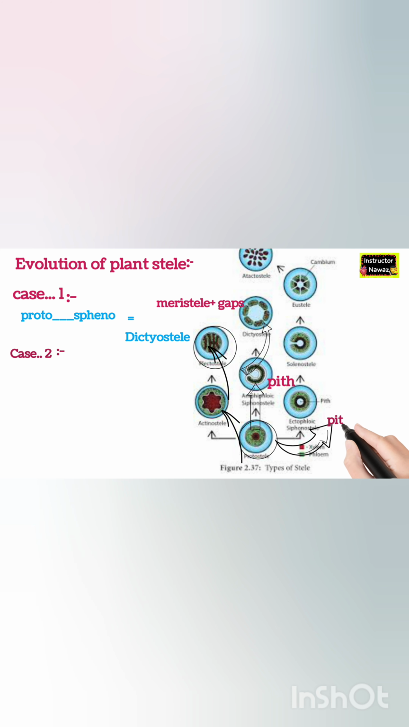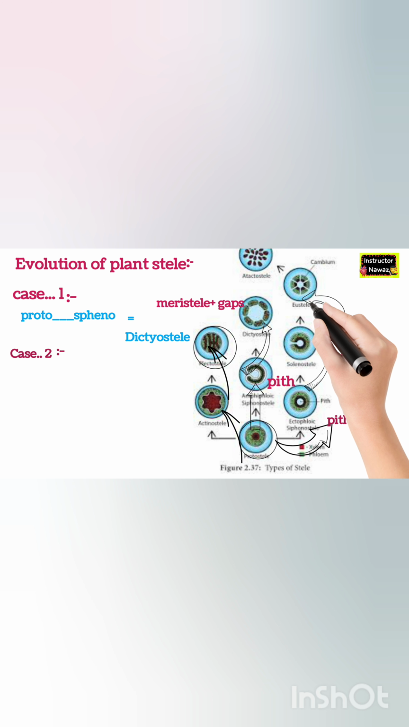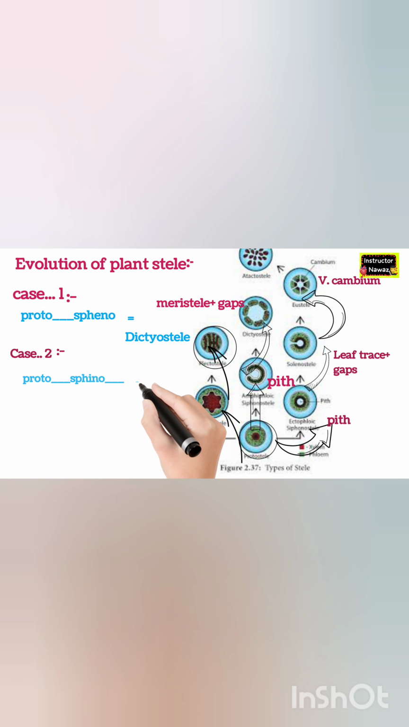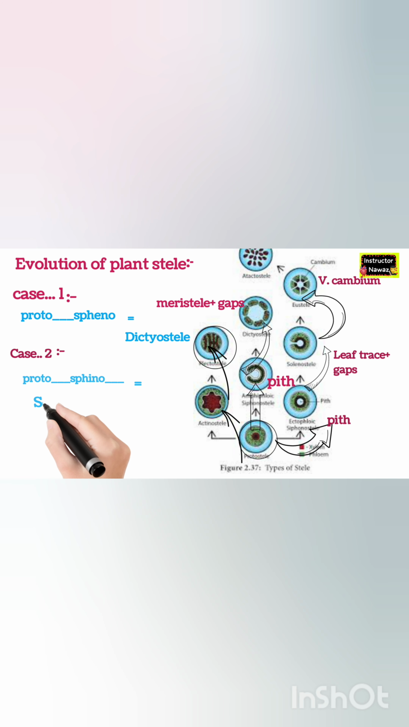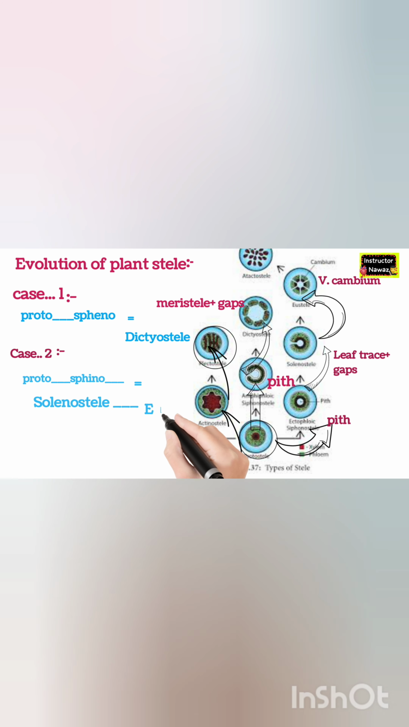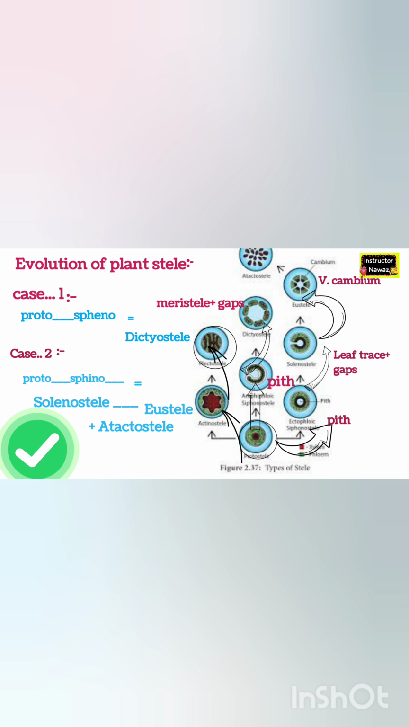Now let's talk about the second line here. Protostele gives rise to siphonostele, in which pith gets developed, then it gives rise to solenostele, in which leaf gap and leaf trace develop, that gives rise to what we call eustele, in which vascular cambium develops. So this is the last line of evolution. Protostele gives siphonostele, which gives solenostele, then it gives rise to eustele, and eustele forms the last one. This is called atactostele. It was all about stele. Thanks. Have a nice day.